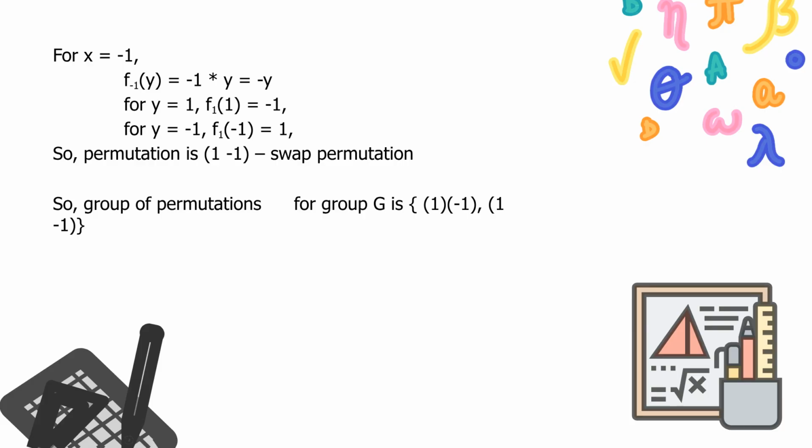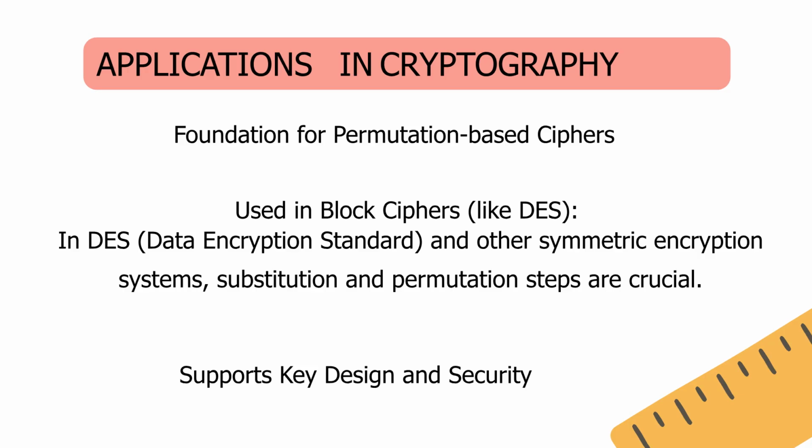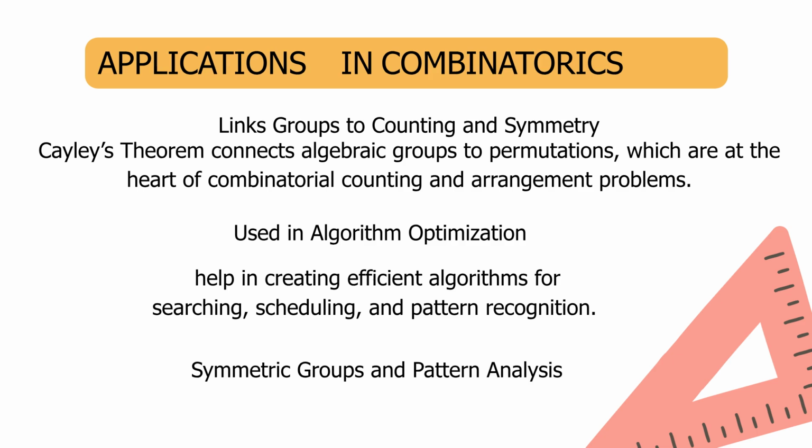Group theory finds important applications in cryptography. It is the foundation for permutation-based ciphers and is used in block ciphers like DES for substitution and permutation steps, supporting key design and security. In combinatorics, Cayley's theorem links algebraic groups to permutations, which are vital for counting and symmetry problems. These concepts aid in algorithm optimization for searching and pattern recognition.